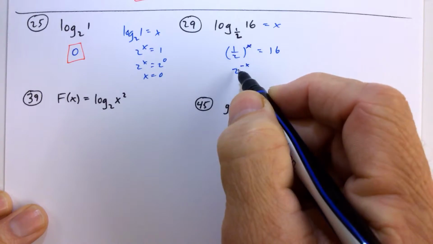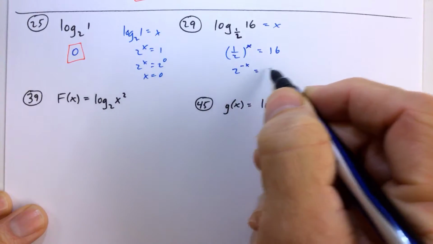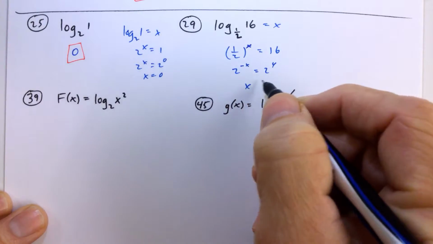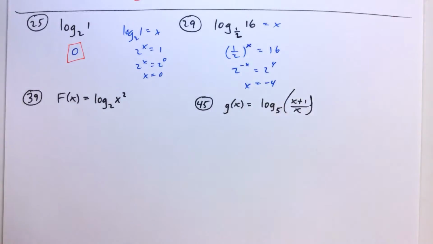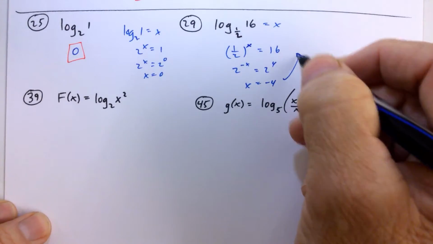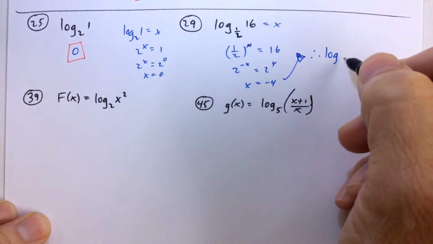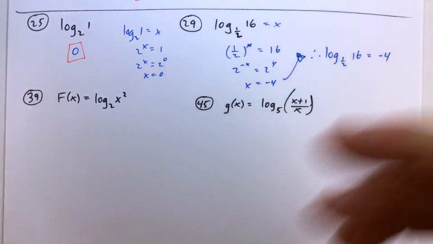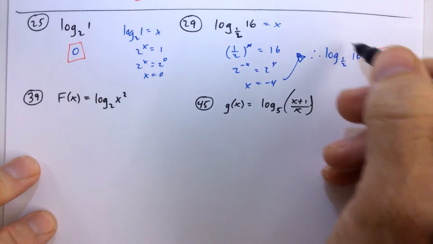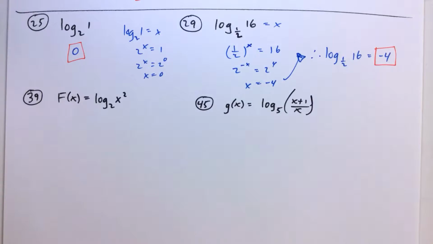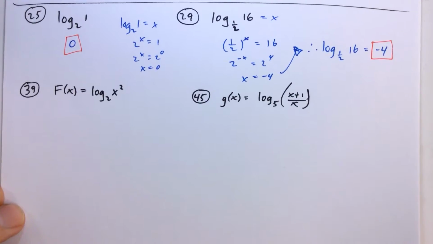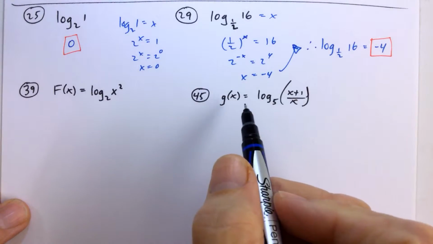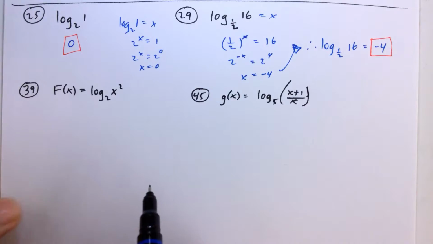So we would get 2 to the negative 1 to the x, so that's 2 to the negative x equals 2 to the 4th power. And then you get negative x equals 4, so x would have to be equal to negative 4. So we say, therefore, the log base 1/2 of 16 is equal to negative 4. So negative 4 is the value of that logarithmic expression. And so that's it.